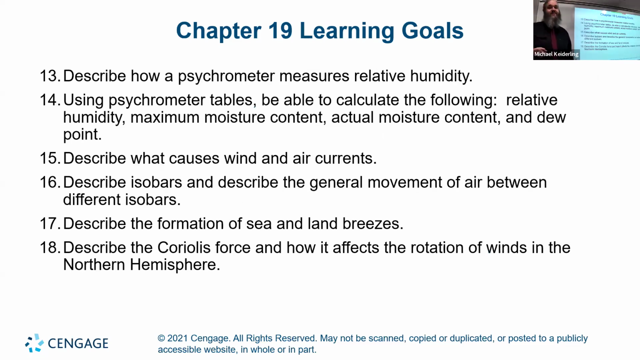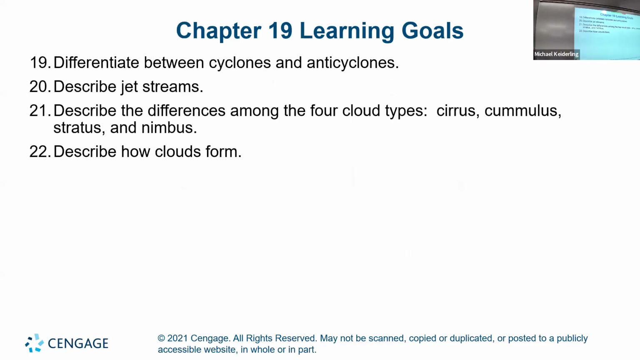We'll talk about how a psychrometer measures relative humidity. We'll go over psychrometer tables. We'll describe what causes wind and air currents. We'll describe isobars and the general movement of air between different isobars, land and sea breezes, and the Coriolis force and how it affects the rotation of waves. And we'll differentiate between cyclones and anticyclones. We'll describe jet streams. We'll look at the differences between the four cloud types and talk about how clouds form.